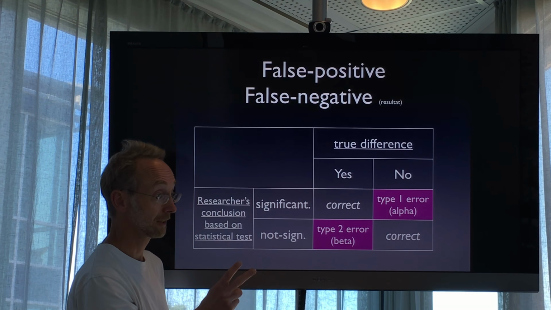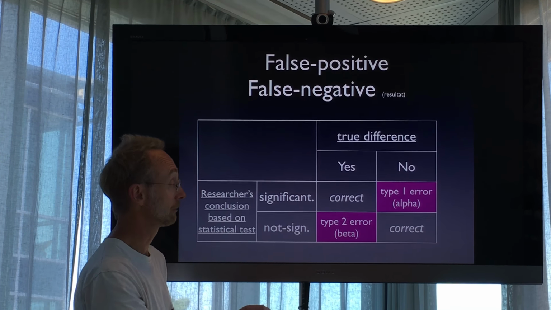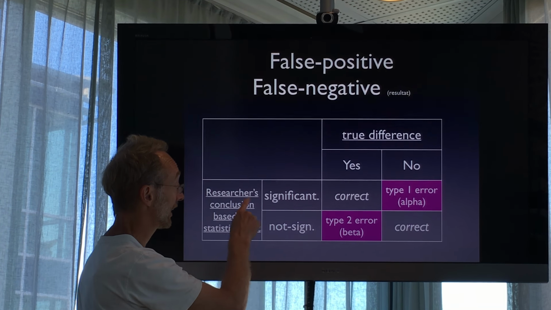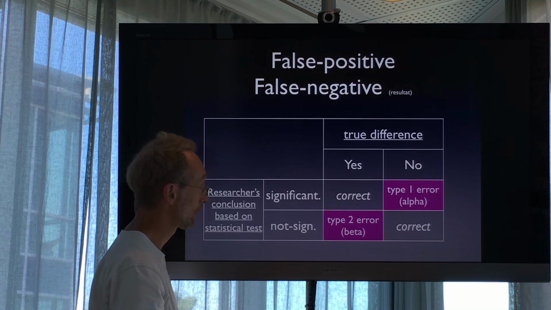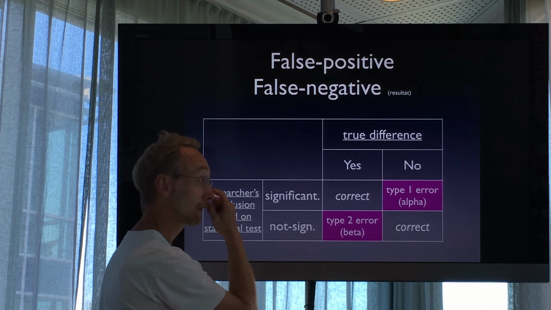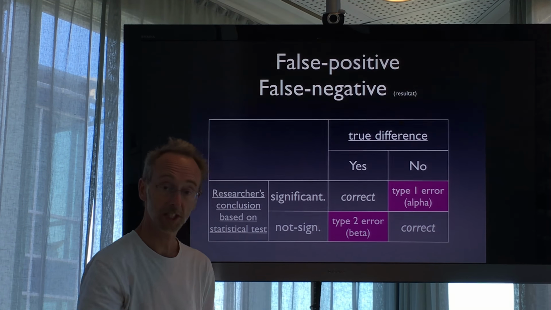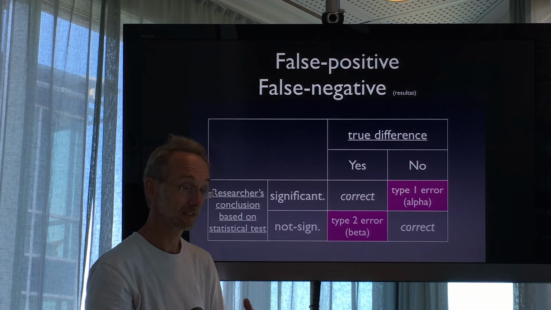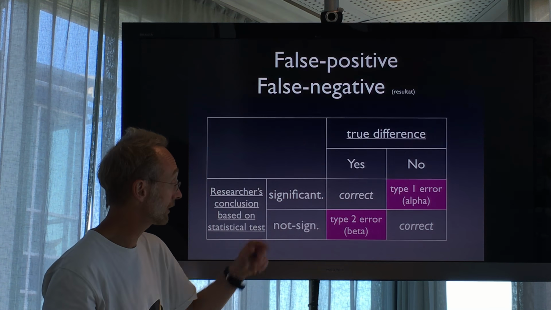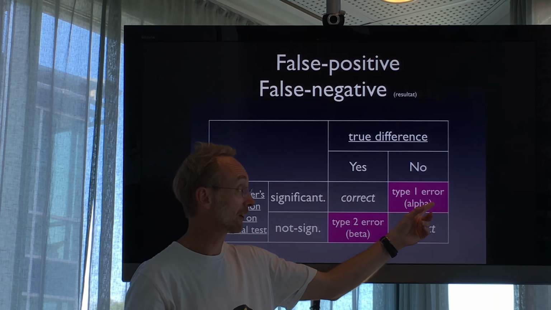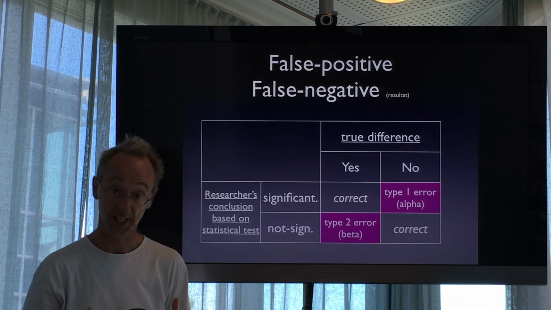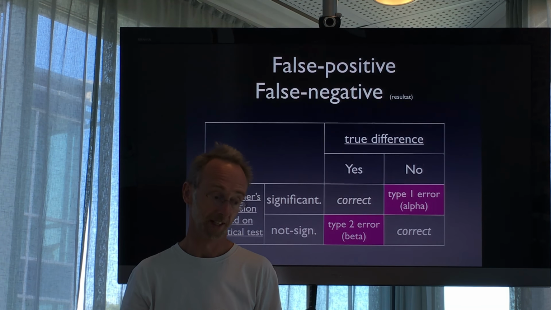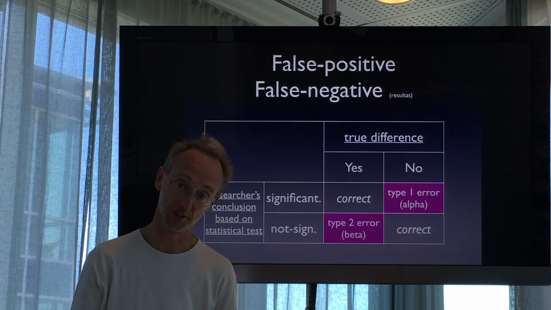Let's say, for instance, there is a difference between the two blood pressure medications, and we say there's a significant difference. Then we're correct here, right? We're correct. However, if there is no difference between the two medications and we still say, yes, they are different, there is a significant difference, we made a type 1 error. We call that alpha. We've actually overinterpreted our data, you could say. We've said there is a difference here, but there is no difference.